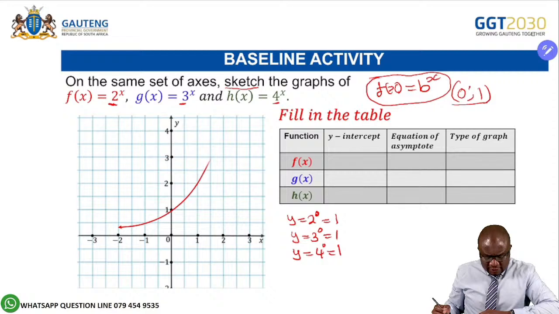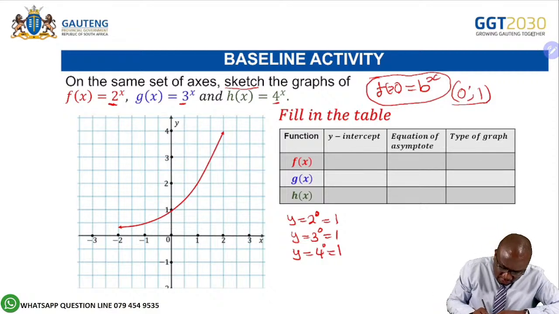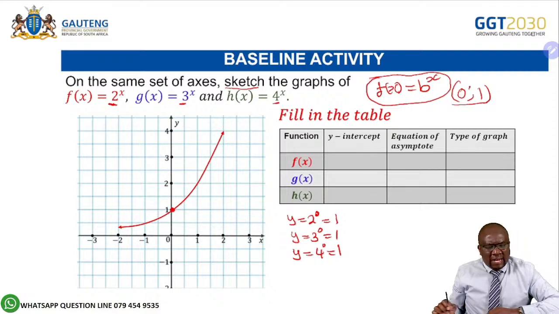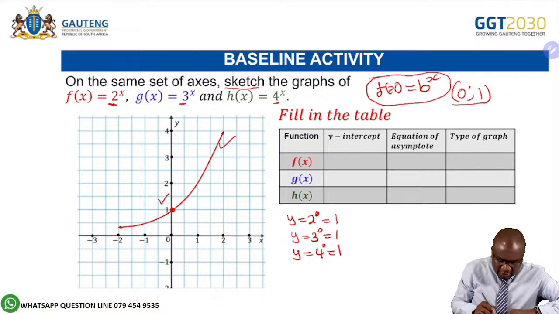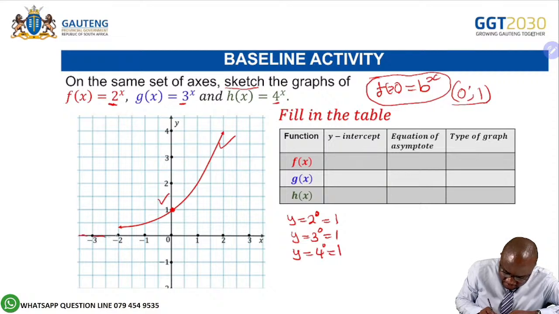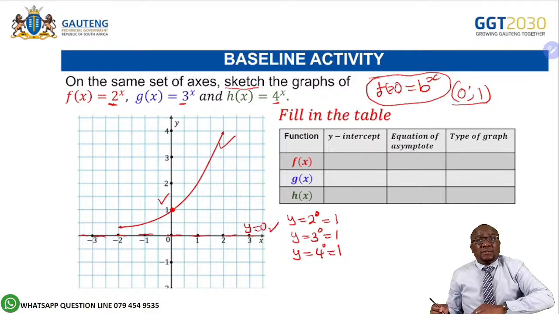Now let's sketch our graphs. So f of x, that is f of x there, do you see? It is passing through the y-intercept 0, 1. Okay, mark that. If the shape is correct and the y-intercept is correct, then let's draw the asymptote. y is equal to 0. Okay, that is correct.